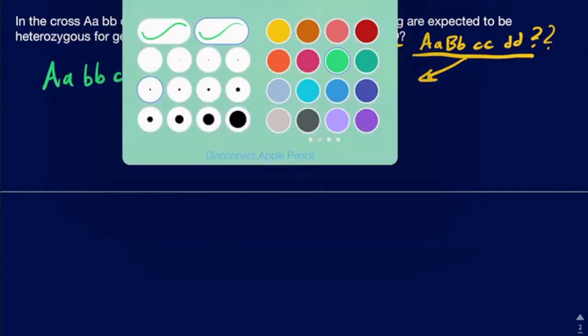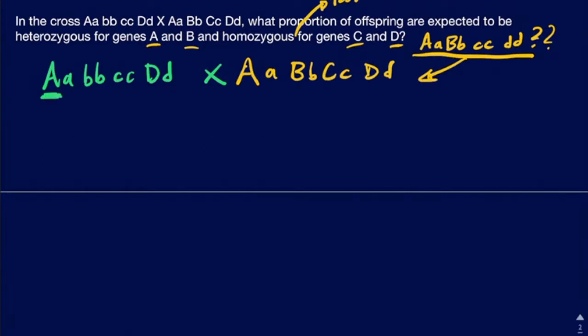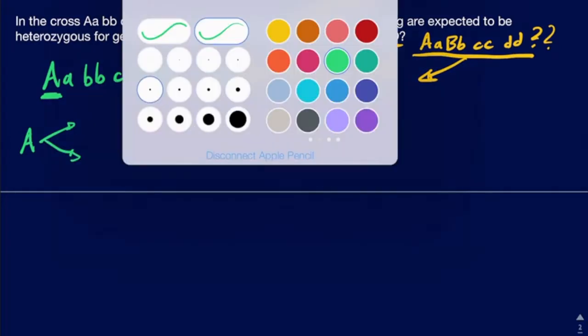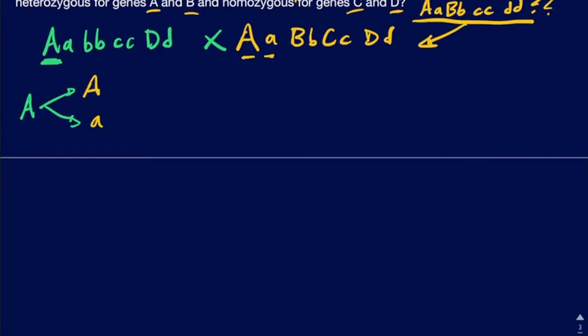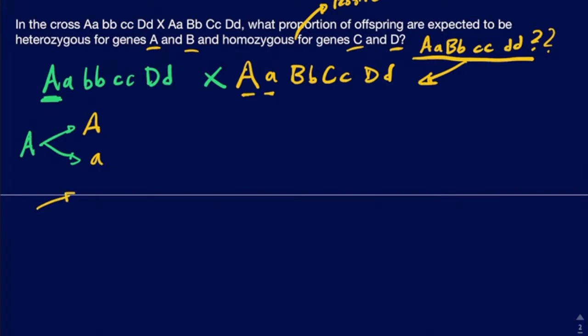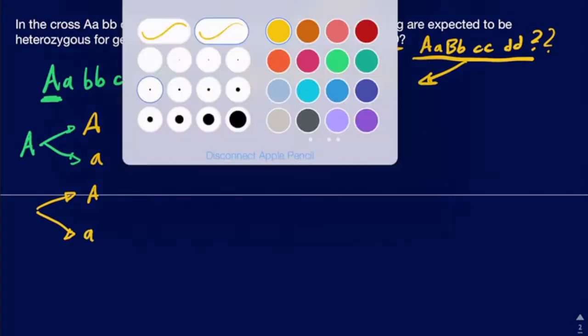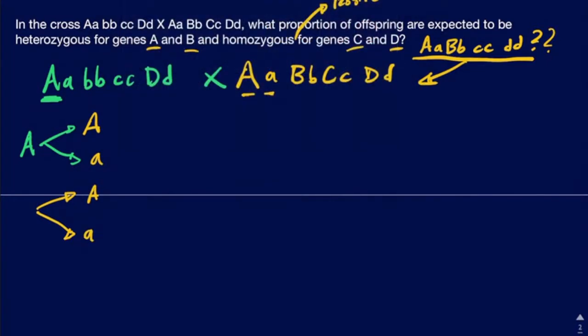So let's deal with this one gene at a time. Let's start with if the mom were to give a big copy of her A gene, what would happen? Well, what can the dad give? The dad can either give a big copy or a little copy. And same goes for if the mom were to give the small copy of her A gene. The dad can only give those two. So if the mom were to give a small copy of her A gene, the dad can give a big A or a little a.